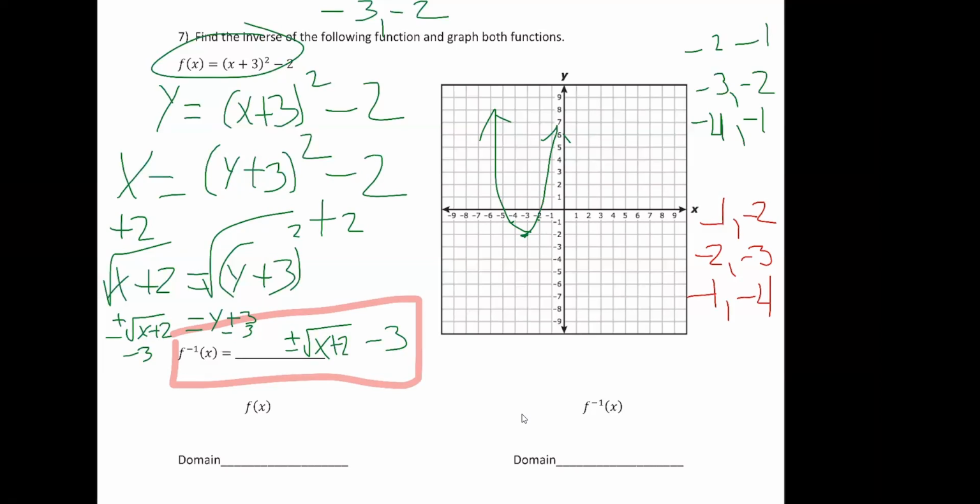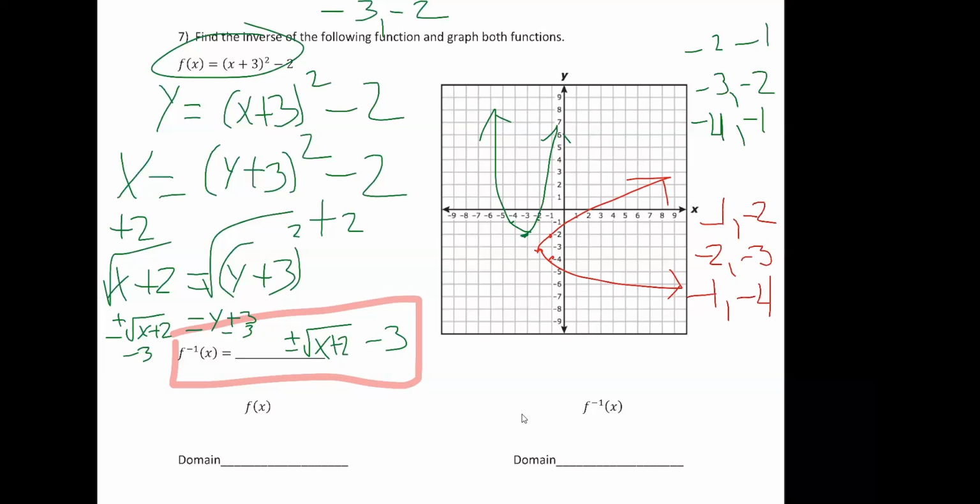So I just want to plot these new points. So -1, -2 would be here. -2, -3 would be down here. -1, -4 would be here. And remember, it's going to make the same shape. So it's still going to be like a parabola, but it's sideways. You just need to know how to graph either the function or the inverse. As long as you can graph one of them, just swap your points to get the other one, if that makes sense.